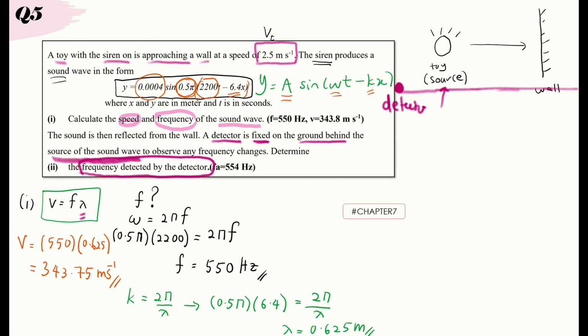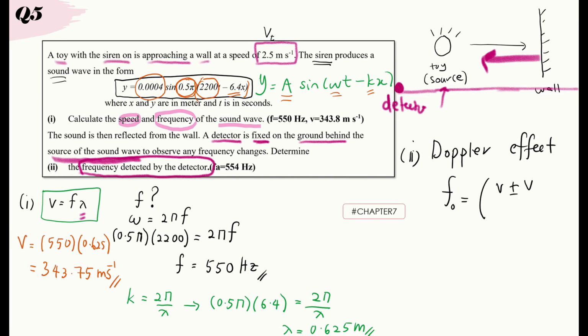So remember, the sound wave is reflected. So in this case, for the Doppler effect, the general equation is the frequency heard by the observer is f equals v plus or minus vo over v plus or minus vs, times f source. So in this case, we have a stationary observer. So vo is equal to 0.